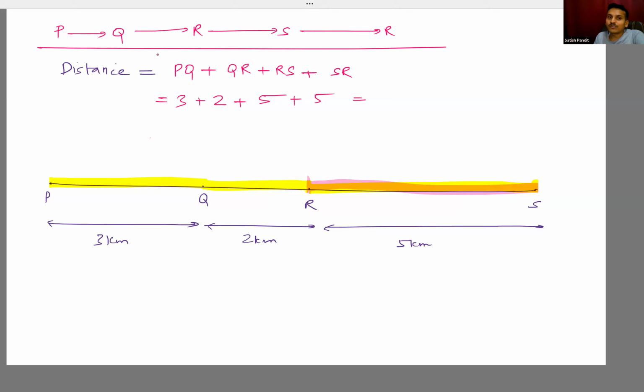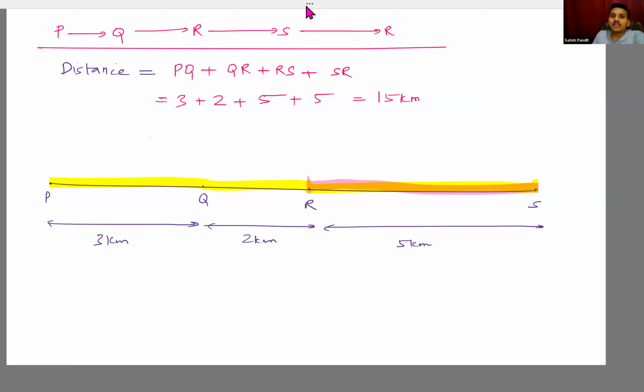Okay, sorry. Roshan was not correct. So 3 plus 2 is 5, 5 plus 5, 10, 10 plus 5, 15 kilometers. I'm sorry. So distance traveled is 15 kilometers. So Prince, Aditya and Lokajit, all of you are right. Roshan, have you understood? Yes or no? Yes, sir. Very nice.